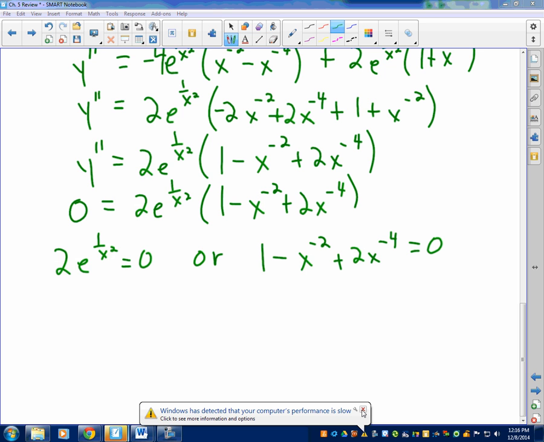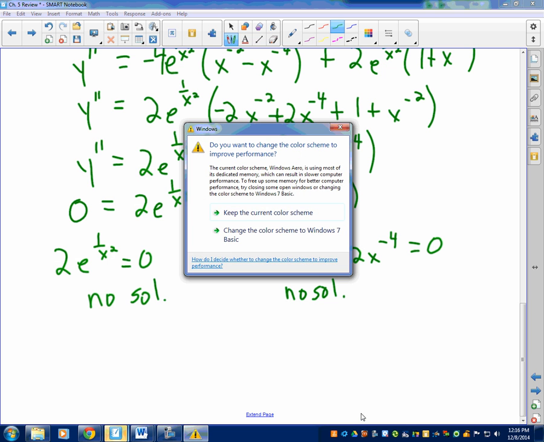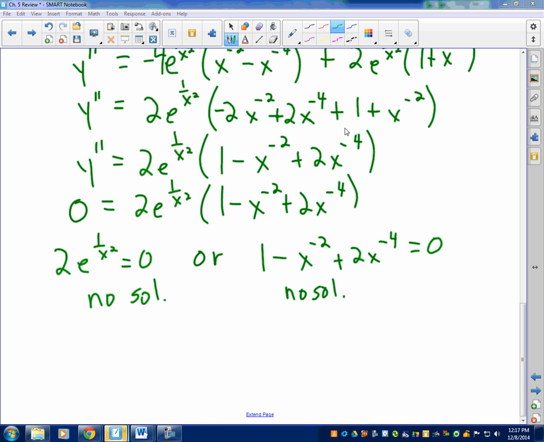Same thing with this one: no solution here, no solution here. But we do know that x equals 0 is where the second derivative does not exist. Okay, so x equals 0 is where y double prime does not exist.